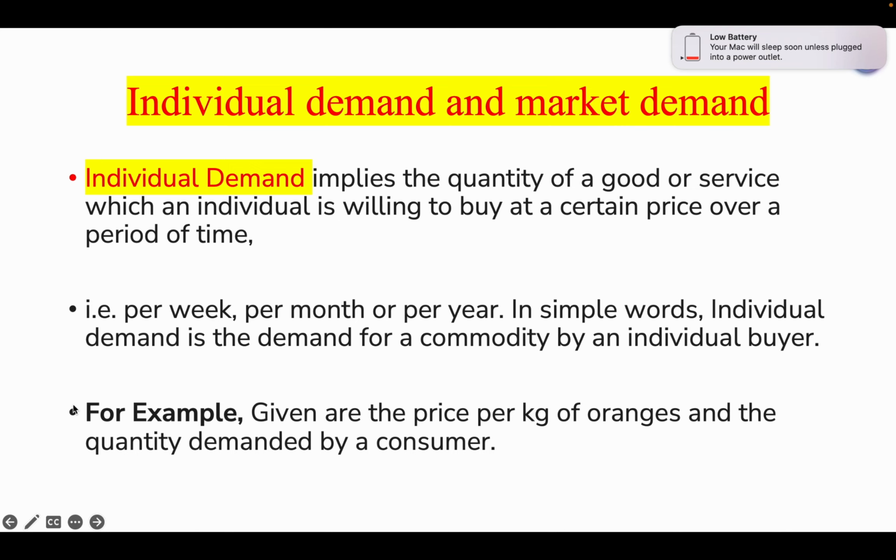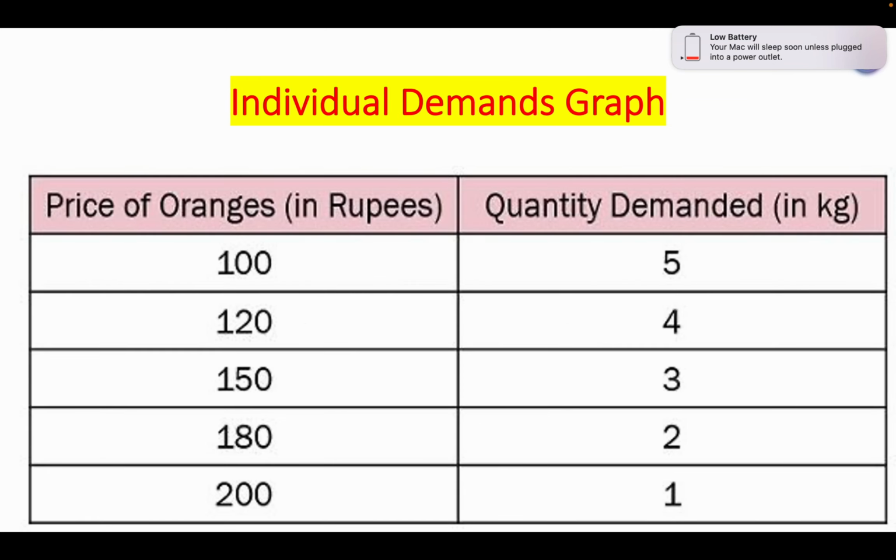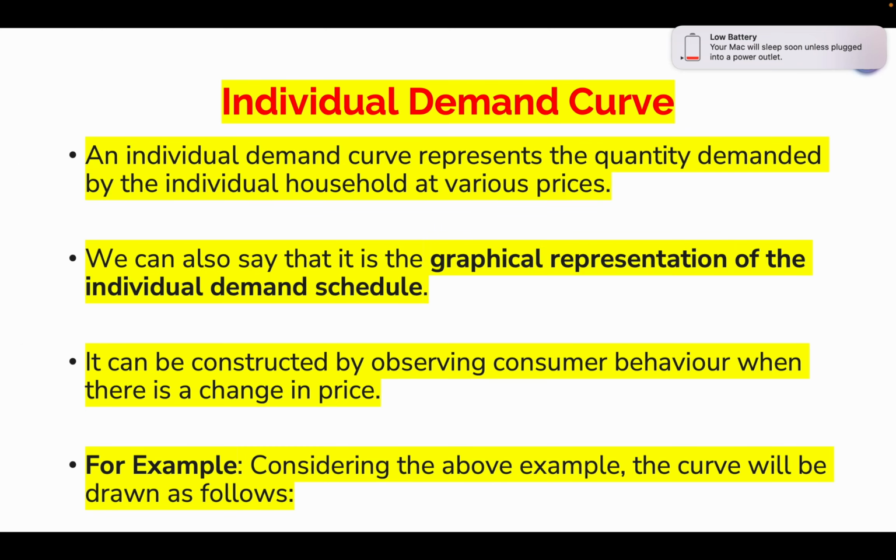For example, given are the price per kg of orange and the quantity demanded by the customer. If we talk about it simply, individual demand is just how much an individual demands. So I can show you in a graph how individual demand actually works. This is the individual demand graph. Here you can see that when the price of orange is 100, the quantity I'm demanding as an individual is 5 kg. But when it goes to 200, I start taking 1 kg. So this is the individual demand.